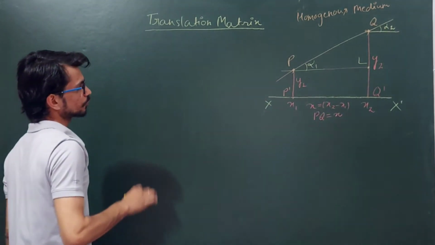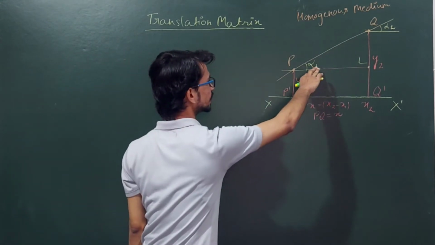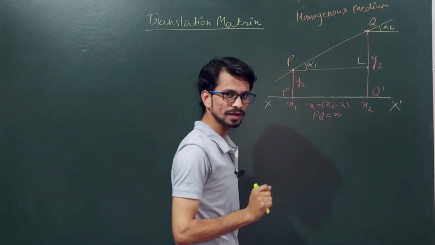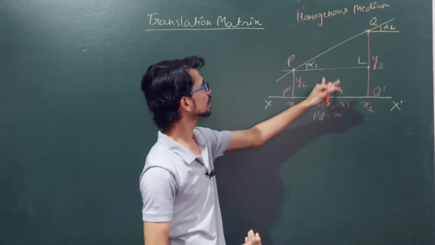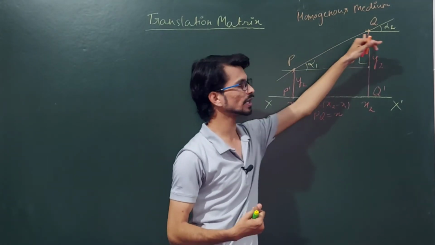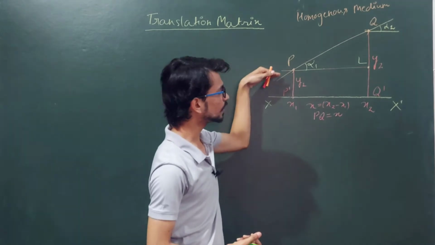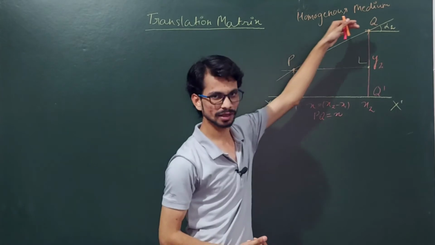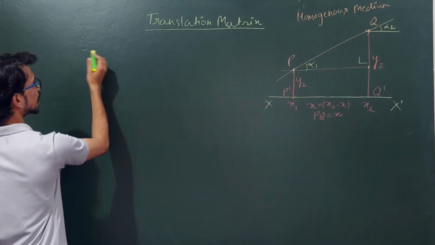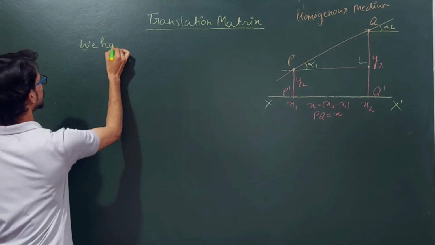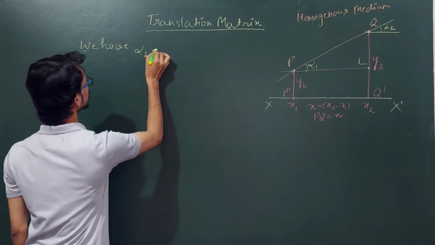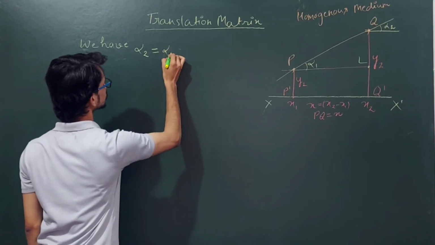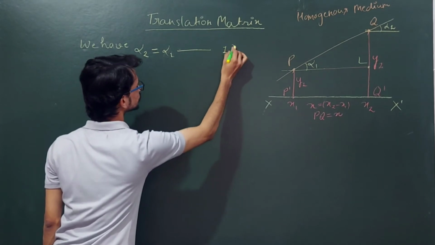So what about the relation between alpha 1 and alpha 2? As I have already told you, this is a homogeneous medium, so there will be no change in the angle at any point on this ray. So alpha 1 and alpha 2 are equal because this ray will not deviate in the course of its motion from one point to another. So we have, first thing, alpha 1 equals alpha 2, or alpha 2 equals alpha 1. This is the first equation.